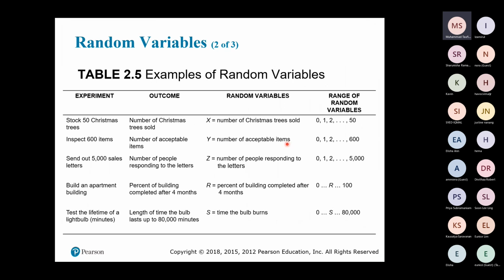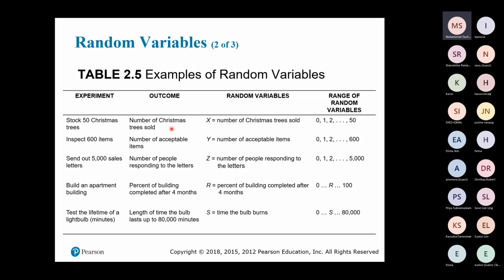So that is random variable. Okay, so ini adalah contohnya. Okay, so ini adalah contoh random variable. Okay, experiment stock 50 Christmas tree. Okay, jadi awak ada stock. For example, contohnya, okay, so awak ada stock dalam kedai awak ada 50 pokok Christmas.